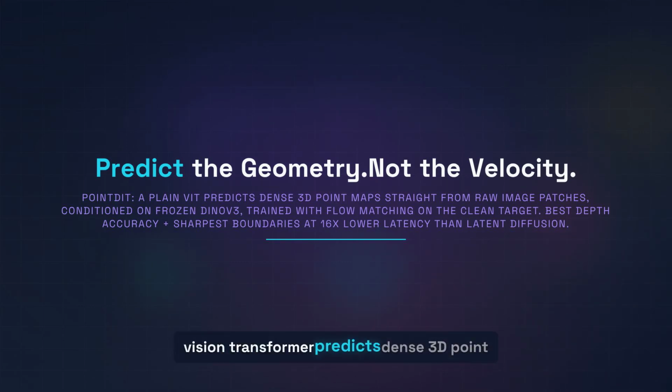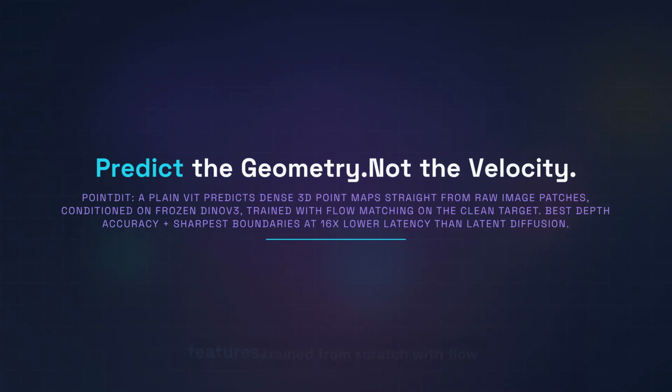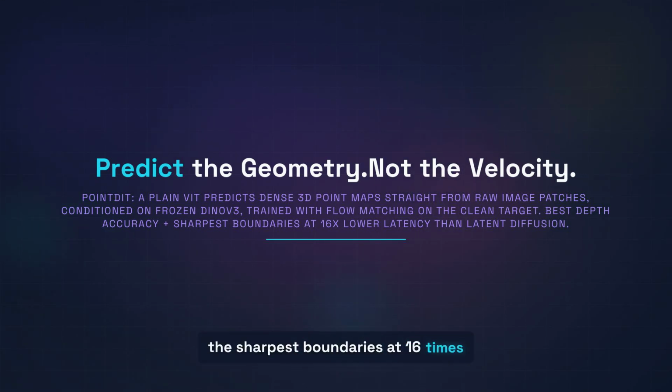A plain vision transformer predicts dense 3D point maps straight from raw image patches, conditioned on frozen DINOv3 features, trained from scratch with flow matching that predicts the clean point map instead of the velocity. The result: the best depth accuracy and the sharpest boundaries at 16 times lower latency than the latent diffusion state of the art.